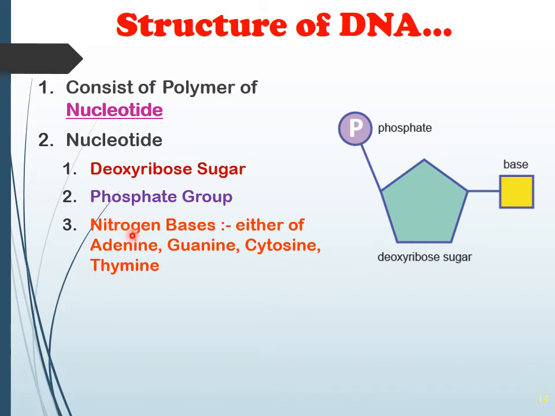Now out of these 4, adenine and guanine are called purines. I want you to write this word: purines, P-U-R-I-N-E-S. While cytosine and thymine are called pyrimidines, P-Y-R-I-M-I-D-I-N-E-S.